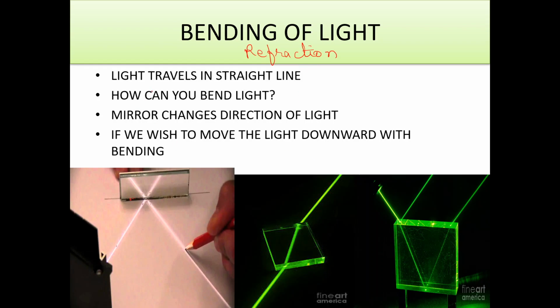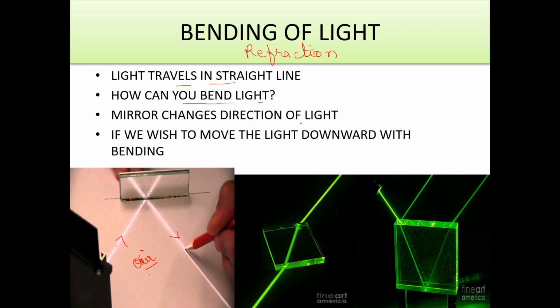As you all know, light travels in a straight line, but if anyone asks you how will you bend light, what will you do? You will bring one plane mirror and make light incident on it. The plane mirror will reflect it in the same medium. What does medium represent here? Medium is the material: air, glass, water.